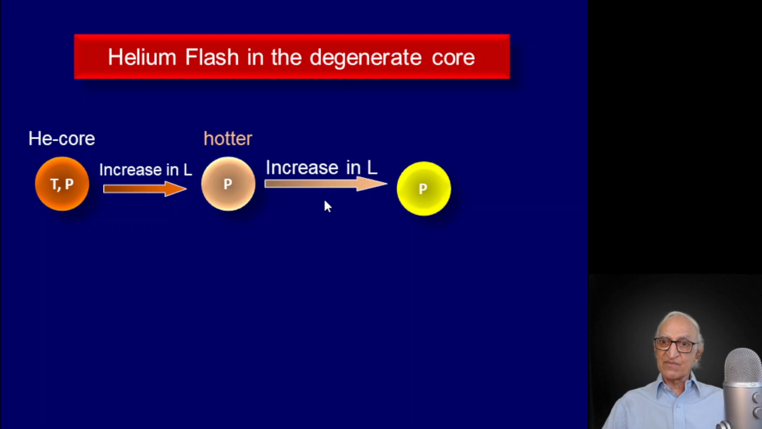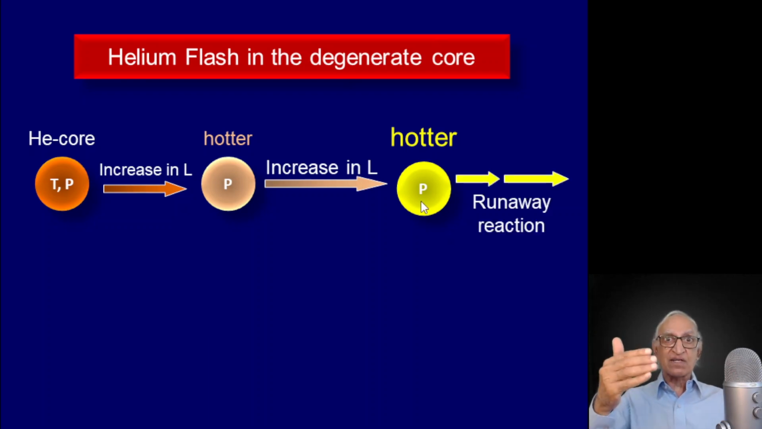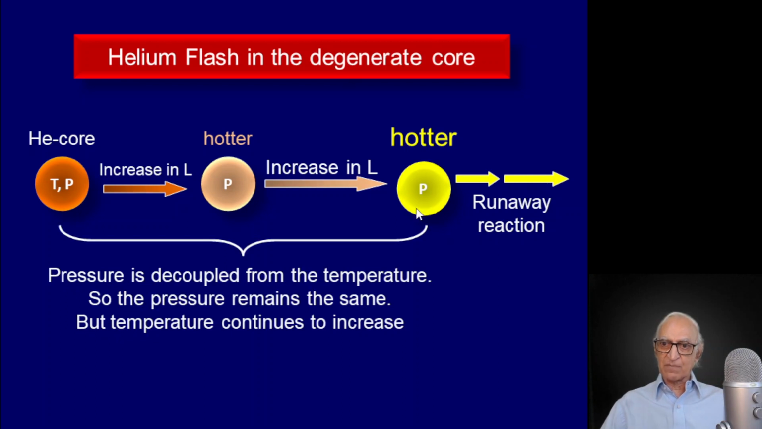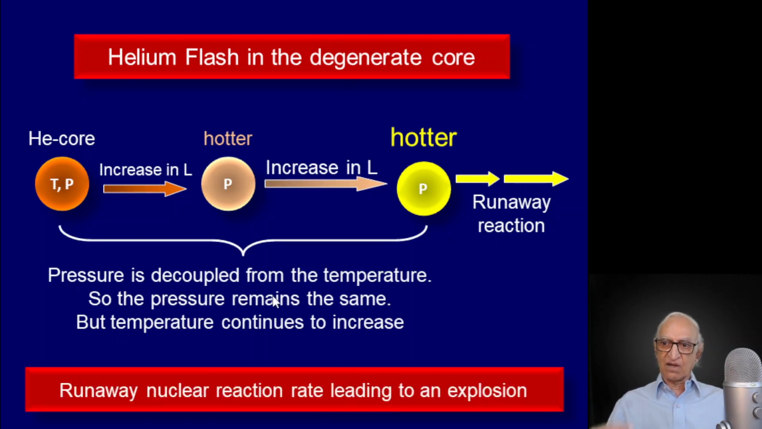Therefore, there will be an even larger increase in the luminosity and the core will get even hotter, but the pressure will still remain the same. And then it will get even hotter. The pressure will remain the same. It will get even hotter and hotter and hotter till finally the star will blow itself apart.